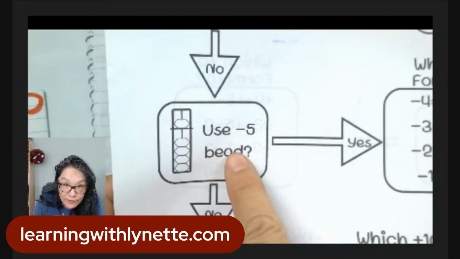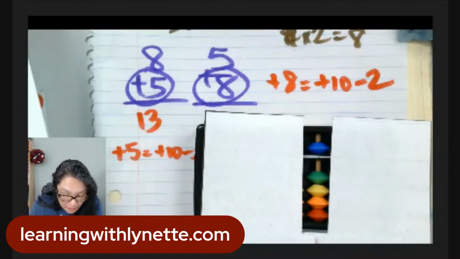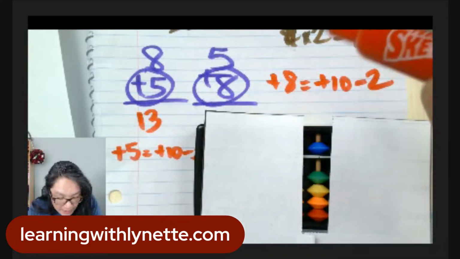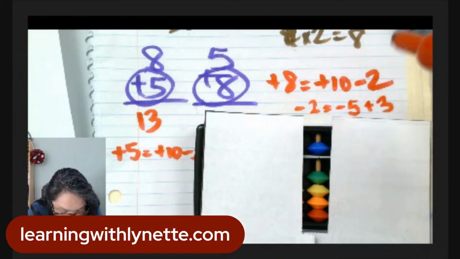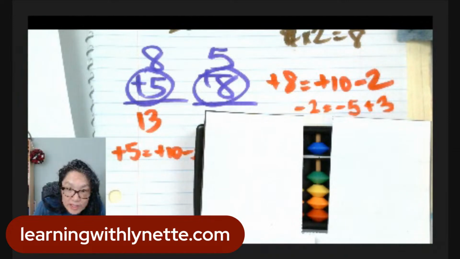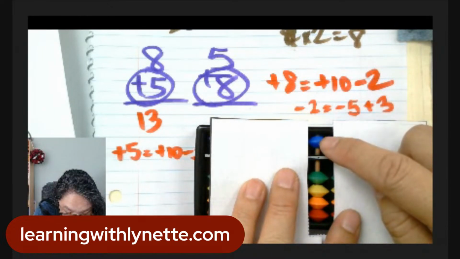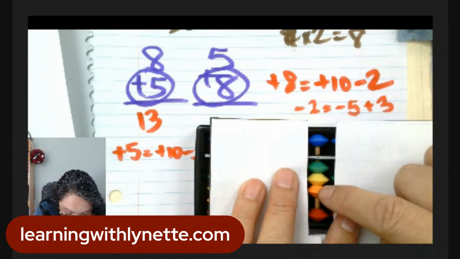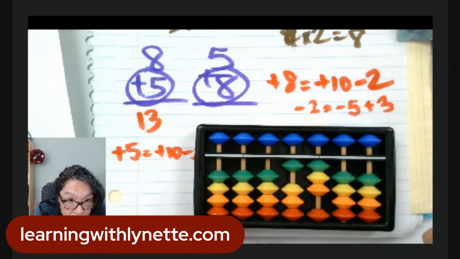Oh, I've got to do the minus. Can I take away the 5? Yes, I can take away the 5. So minus the 2 is equal to minus the 5 plus the 3. So the question is always, do I have enough beads? So now I do. Do I have enough to take away the 5? Yes. So I take away the 5 and I add the 3. So then my final answer is 13.